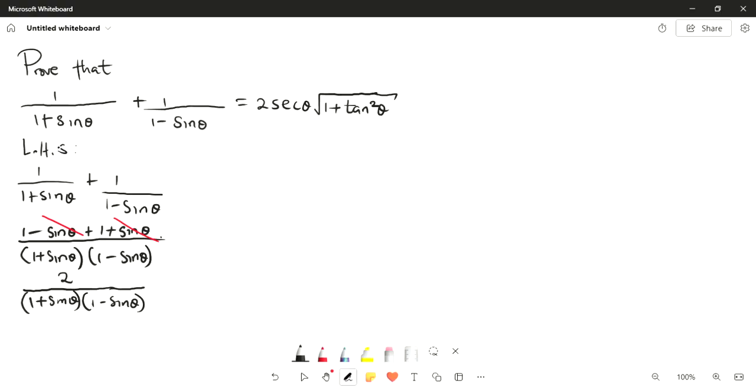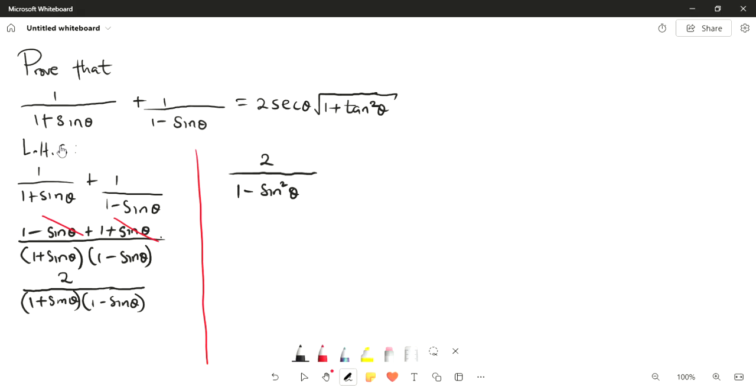So now this gives us 2. I'm continuing this on this side. So this gives us 2 all over, upon applying difference of two squares on the denominator, we get 1 squared, which is 1, then minus sine squared, like this.